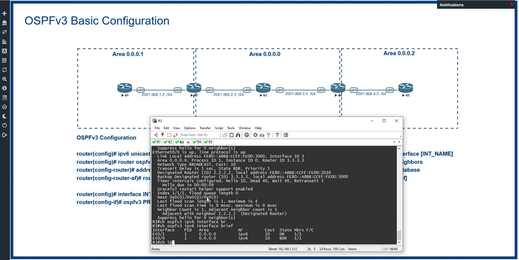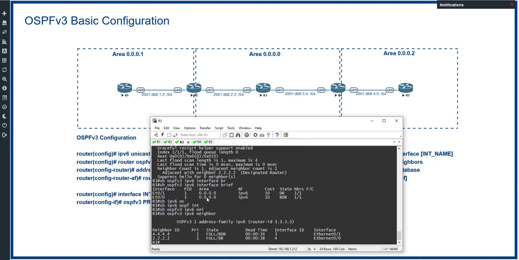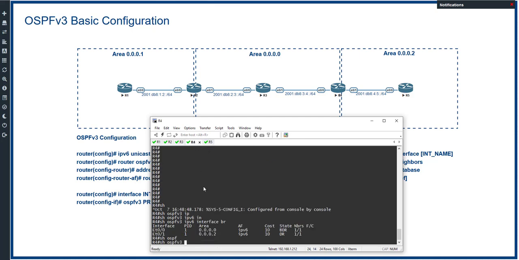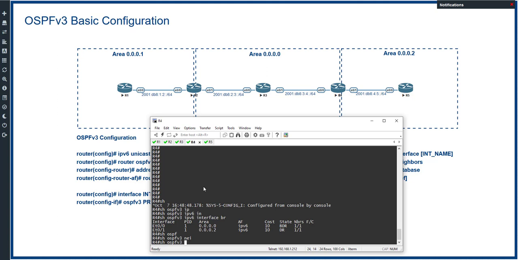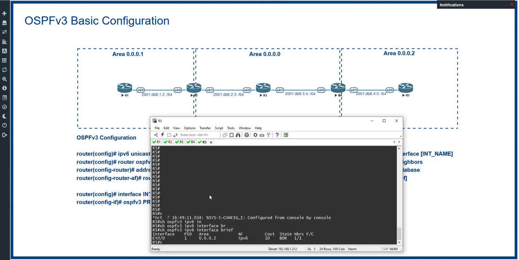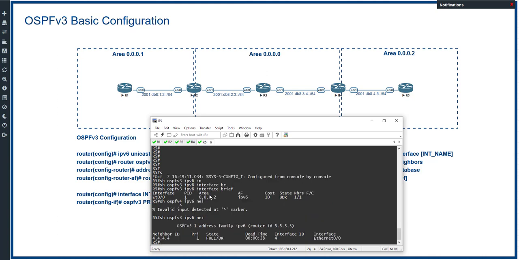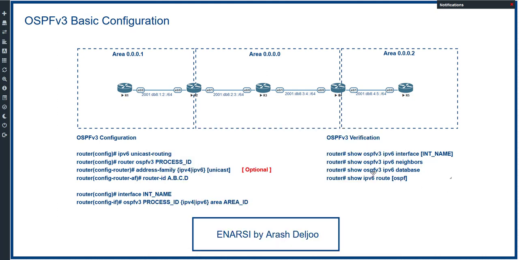And then show OSPFv3 IPv6 neighbor in router 3. Look at here, we have two neighbors, router 2 and router 4. And finally in router 4, show OSPFv3 IPv6 neighbor. The neighbors are router 3 and router 5. And finally in router 5, show OSPFv3 IPv6 neighbor. Again, the neighbor is router 4. So easy. After that, we can use show OSPFv3 IPv6 database for verifying the LSDB.